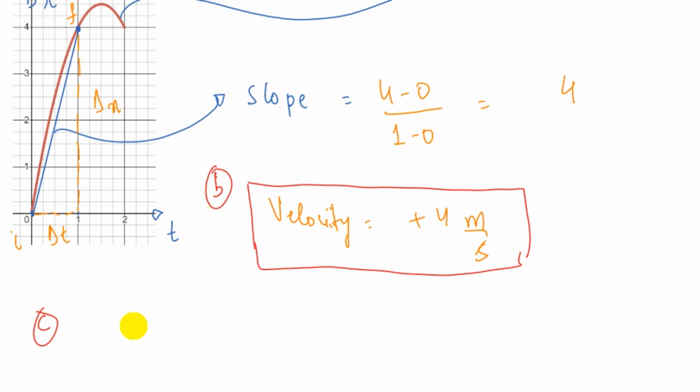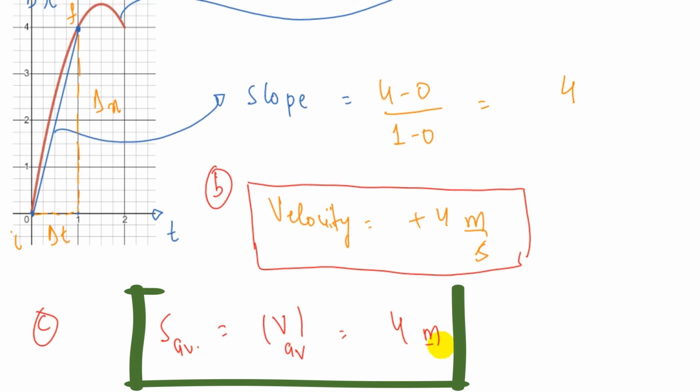Now C part, average speed. This is the magnitude of average velocity. So the magnitude of 4 would be 4 only. So this is 4 meter per second. So this would be the answer for the C part.